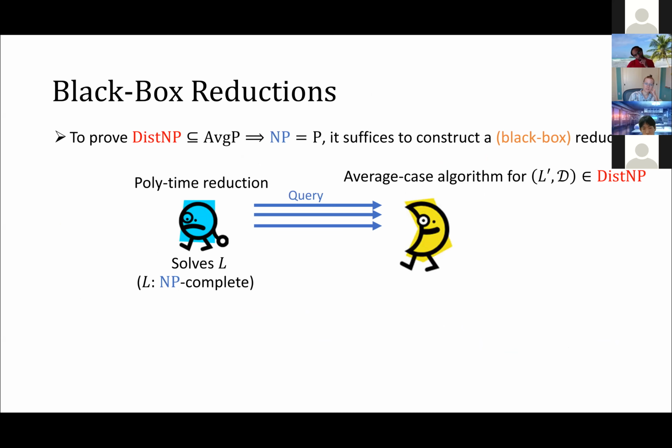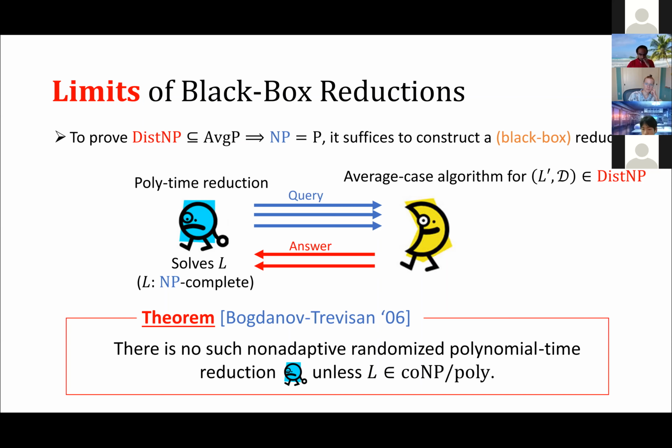Most reductions in complexity theory are what we call black box reductions, in the sense that the reduction works no matter how inefficient an oracle you are given. But unfortunately, we have limits of such black box reduction techniques. Bogdanov and Trevisan showed that there is no such randomized polynomial time non-adaptive reduction unless NP is a subset of coNP/poly, which is quite unlikely. So we should use a different approach.